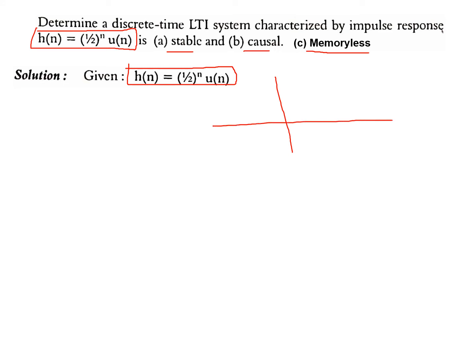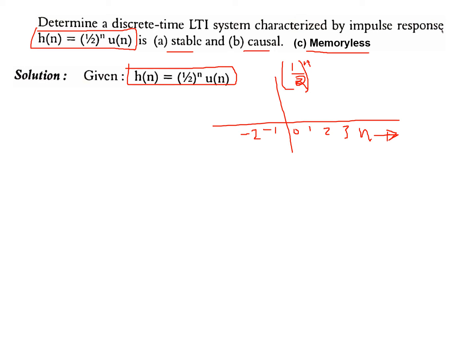If I want to plot the signal half to the power of n for all values of n, it's a discrete signal, so n can be only an integer. n equals 0, n equals 1, n equals 2, all integer values only, and n equals minus 1, n equals minus 2. I take these values because I'm not considering u of n, so I get only half to the power of n.